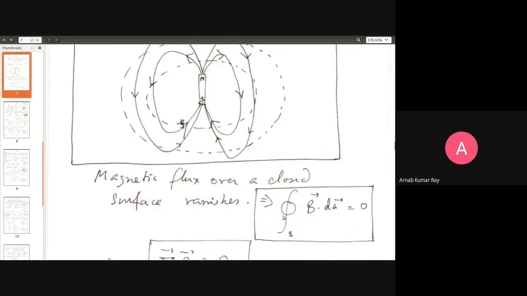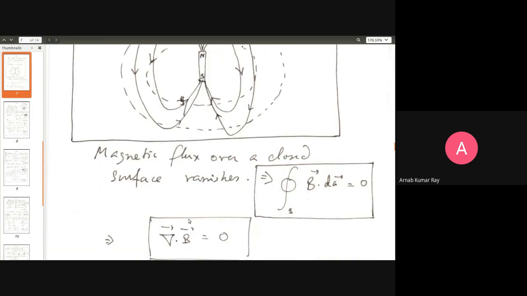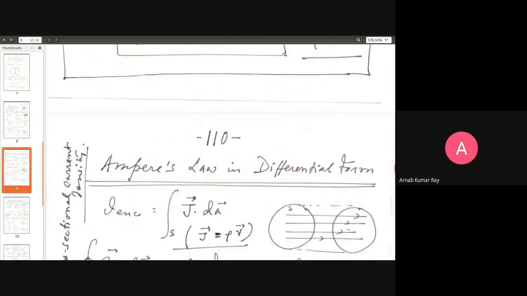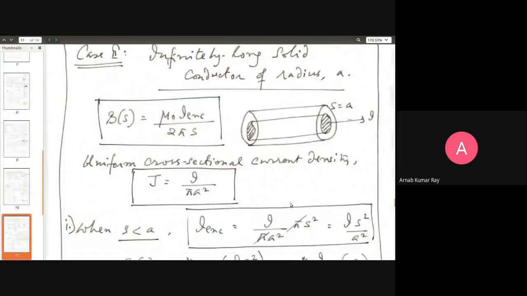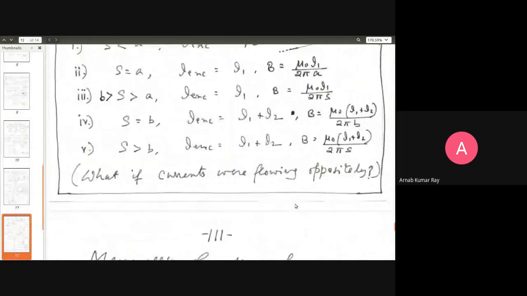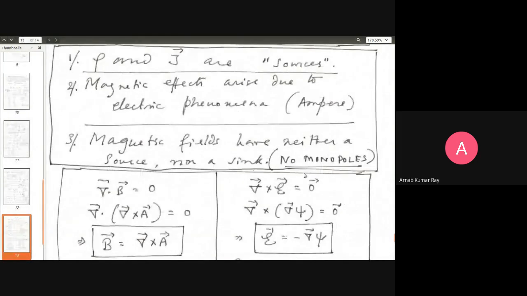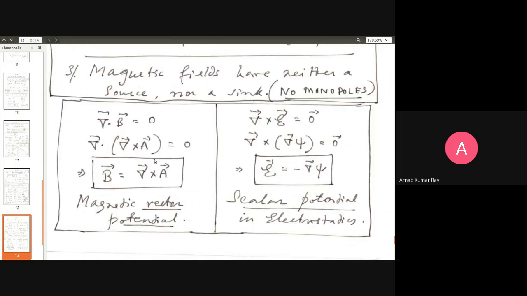It will not happen because of this formula. Divergence of B is equal to 0. That is the statement that has been made here, divergence 0, meaning that there will be neither a source nor a sink, and in consequence also there will be no monopoles, no single monopole. A single North Pole or a single South Pole will not happen. Okay, a little bit extra here.